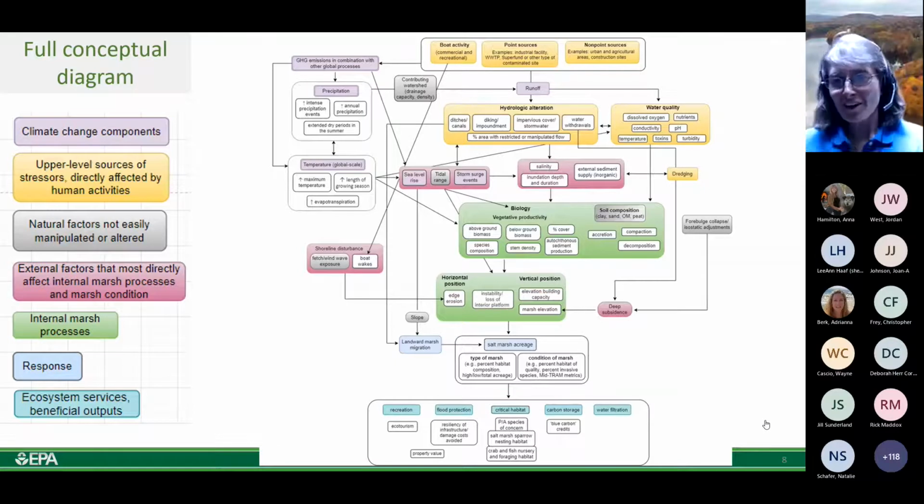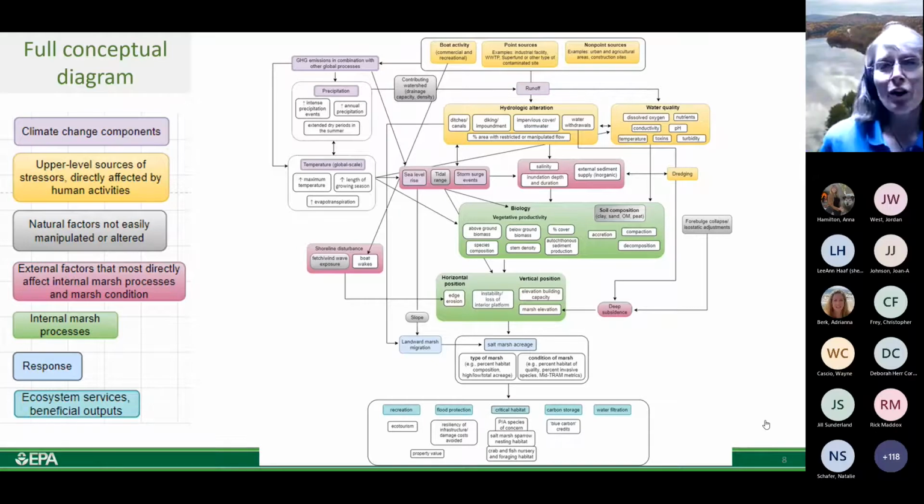Then you get into the middle section, as mentioned before, that includes some of those key WATCH attributes like biology, soil, and vertical and horizontal position. Above that, the pink boxes are external factors that most directly affect those internal processes. That's where you get into factors like sea level rise, storm surge, inundation depth and duration, and external sediment supply.